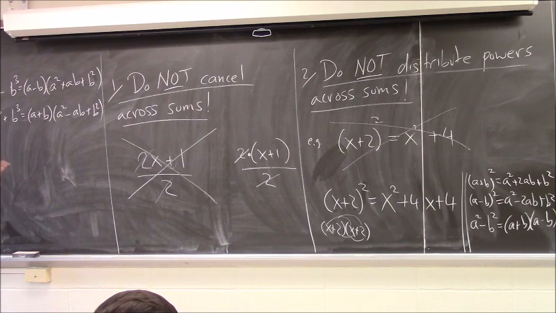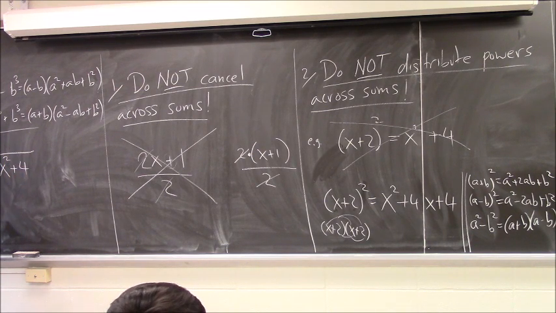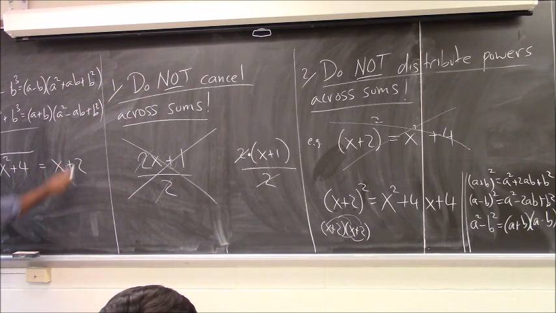Another way in which this sneaks up on students is with radicals. So if you saw something like the square root of x squared plus 4, and you think, oh, that's kind of annoying, let me just square root this and square root that. You cannot do that. That is illegal.